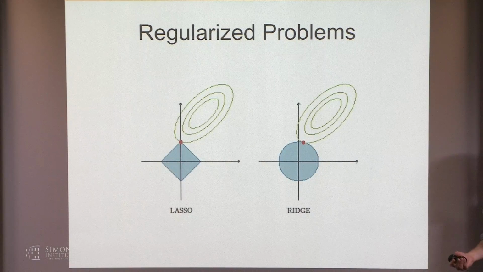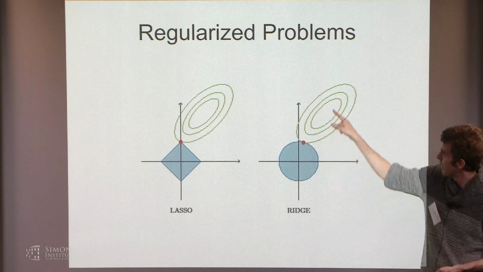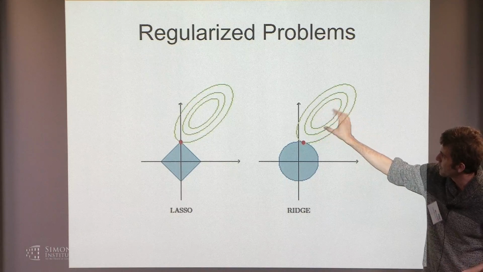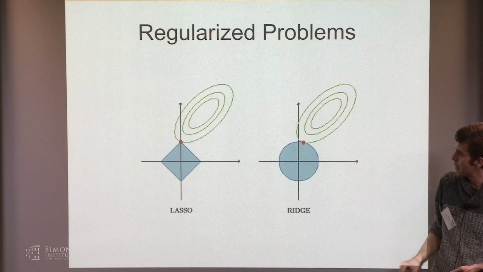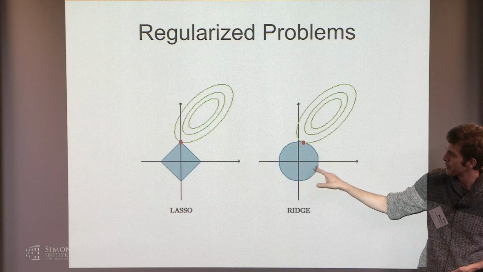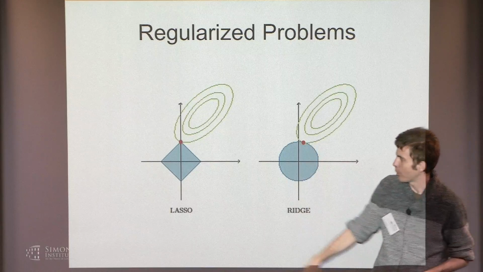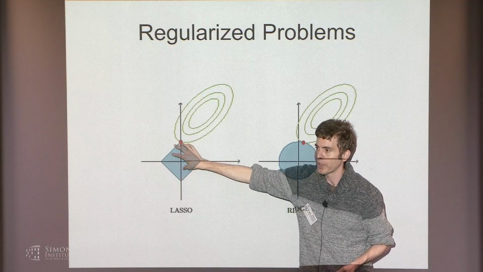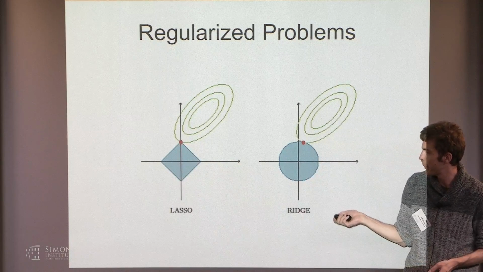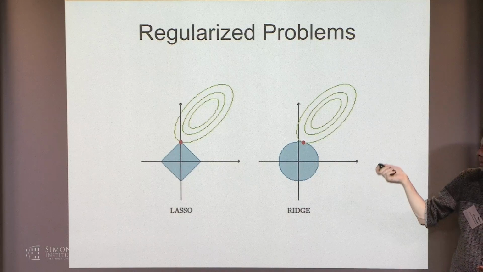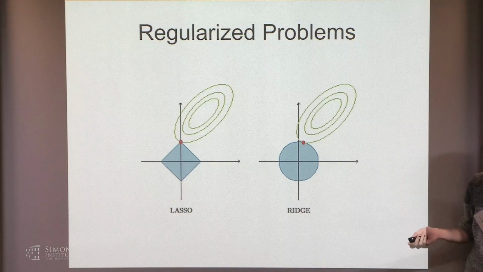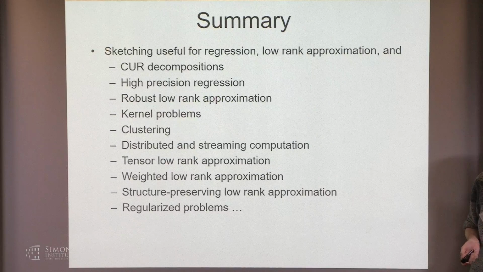Regularized versions of these problems. Maybe on this contour, all the solutions have the same regression cost. But maybe I'm only interested in solution vectors x which have unit L2 norm, or at most unit L2 norm, or maybe at most unit L1 norm. This is the difference between ridge regression and lasso. And there are algorithms for that based on sketching. Okay, so that's it. This is just a summary.